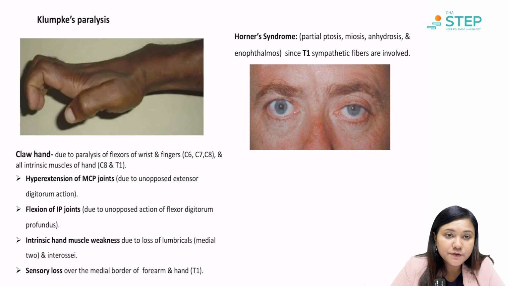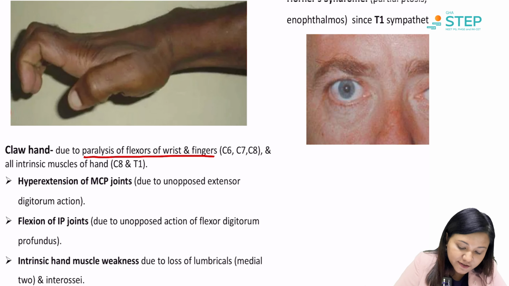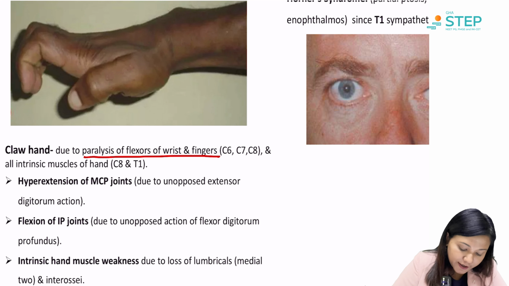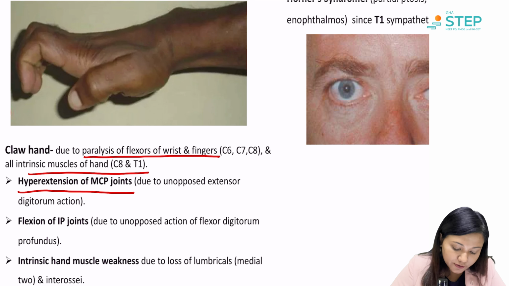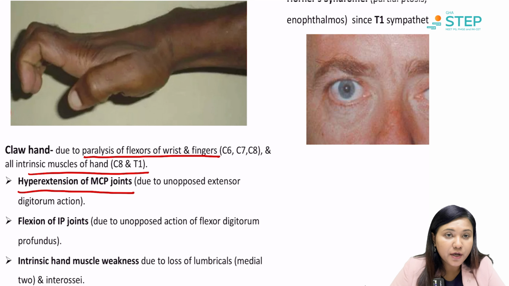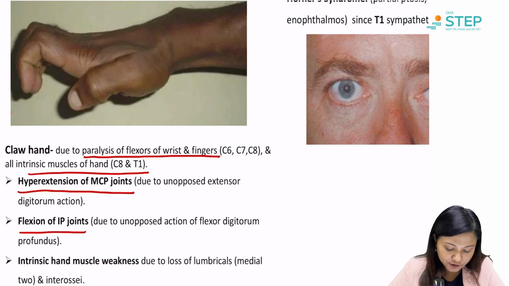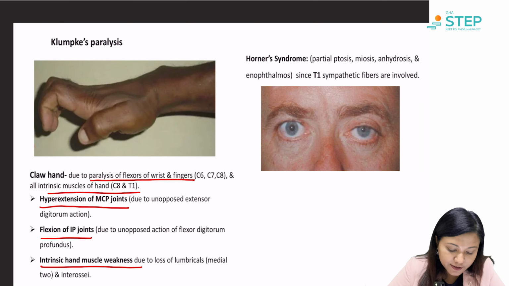Now, Klumpke's paralysis mostly occurs in injury to the lower brachial plexus. So, what happens in Klumpke's? There will be claw hand due to paralysis of the flexors of the wrist and the fingers, that is C6, C7, and C8, and all the intrinsic muscles of the hand. There will also be hyperextension of the metacarpophalangeal joint due to unopposed extensor digitorum action, flexion of the interphalangeal joint, and intrinsic hand muscle weakness. Also, sensory loss over the medial border of the forearm and hand. So, these are the conditions which you will see in Klumpke's paralysis.